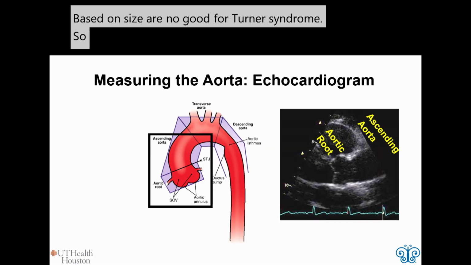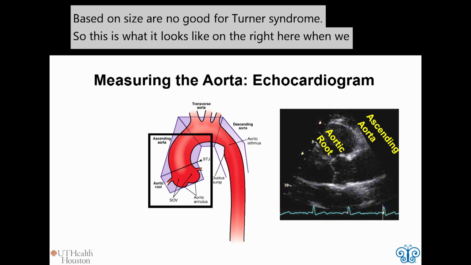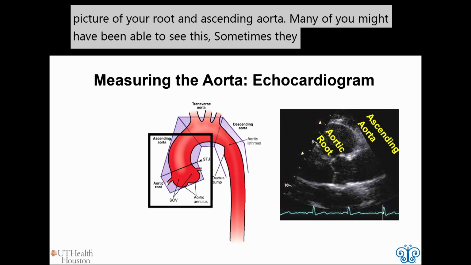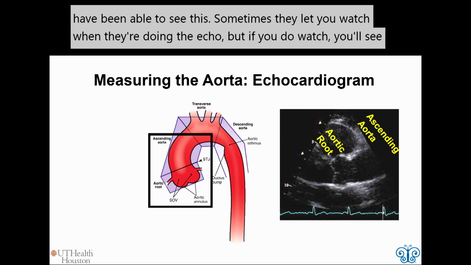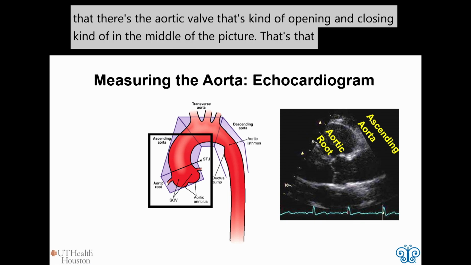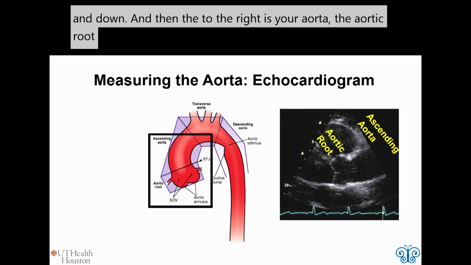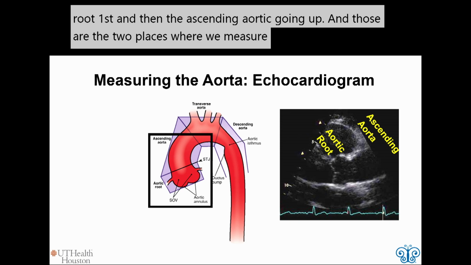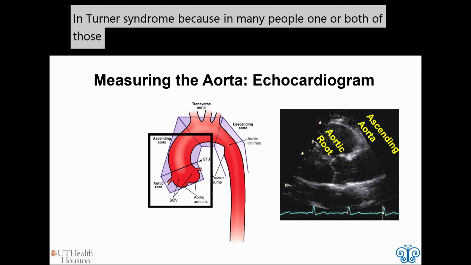So this is what it looks like on the right here. When we take a picture of your root and ascending aorta, many of you might have been able to see this. Sometimes they let you watch when they're doing the echo, but if you do watch, you'll see the aortic valve kind of opening and closing in the middle of the picture. That's that line going up and down. And then to the right is your aorta, the aortic root first, and then the ascending aorta going up. Those are the two places where we measure the most carefully in Turner syndrome, because in many people, one or both of those is going to be dilated.